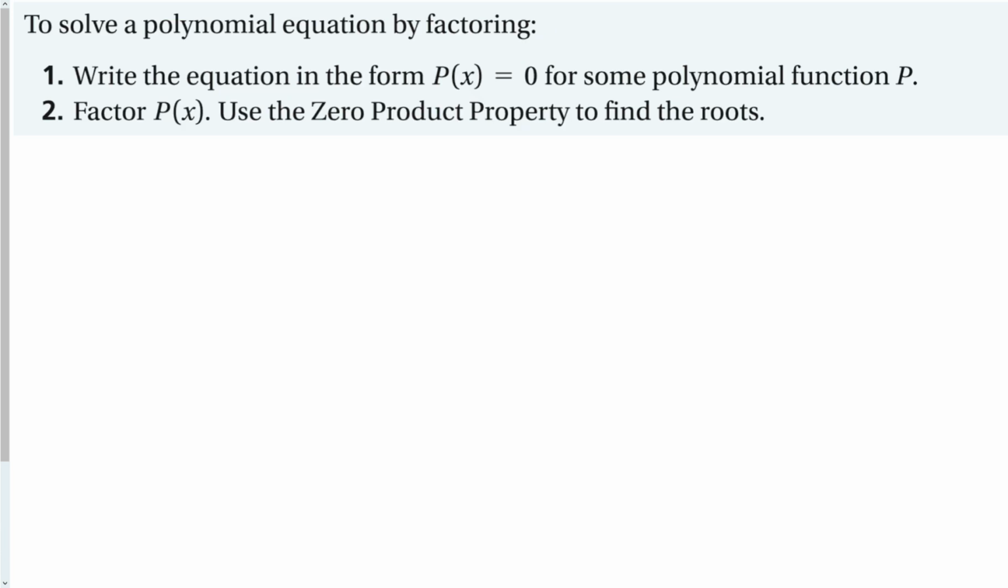So, how do we go about solving polynomial equations by factoring? First, we're going to set it equal to 0. So write the equation in the form p of x equals 0 for some polynomial function p. Then we're going to use some sort of factoring technique to factor the polynomial. We're going to focus on a few specific ones in this section.